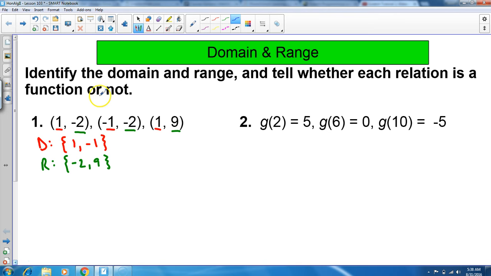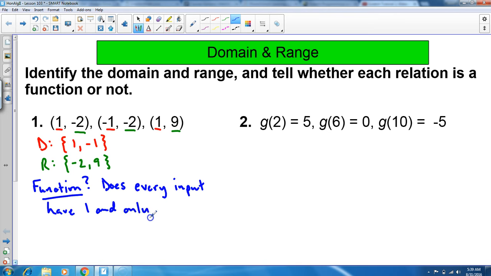Alright, third thing is we want to identify if this thing is a function or not. Remember, the question that you're asking yourself is, does every input have one and only one, or one unique is another way to say that, output? Okay? By input, you could think of that as x's if you want, if you're more comfortable with that. By output, we're looking at y's.